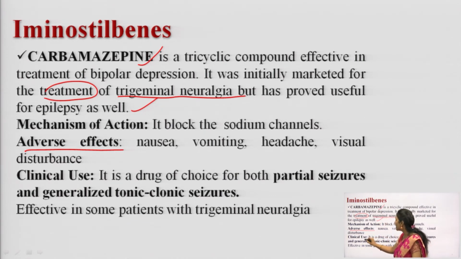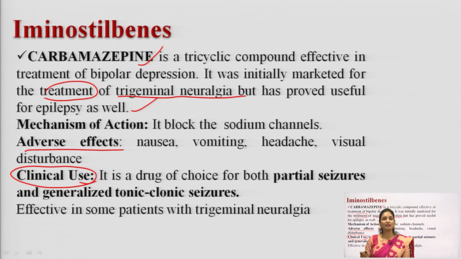And next one, clinical use. In which condition can you use this drug? We can use this drug especially in partial seizures and generalized tonic-clonic seizures. So a person who is suffering from partial seizures or generalized tonic-clonic seizures, in such a condition you can use these iminostilbenes, and they work by their mode of action: they inhibit the sodium channels, right.